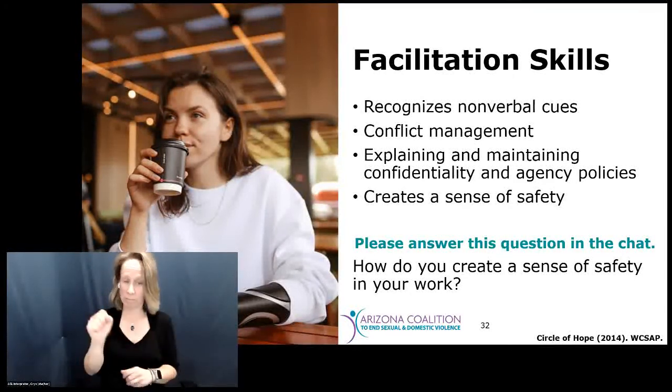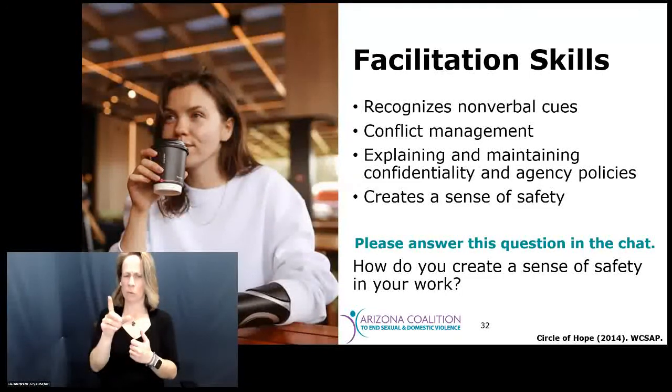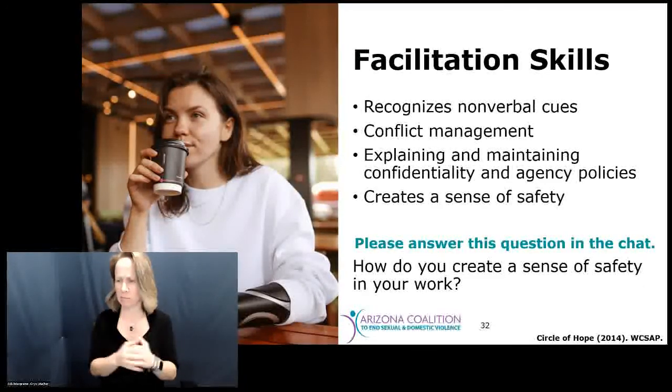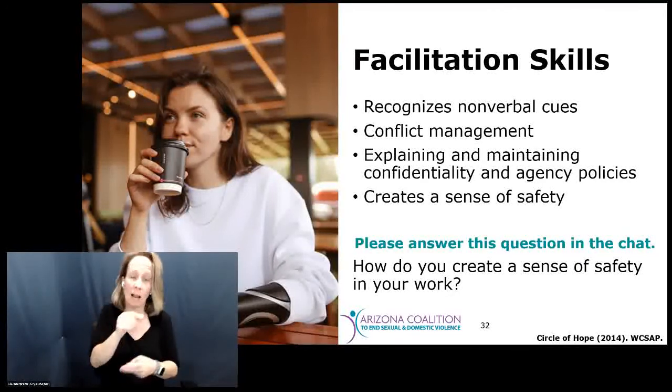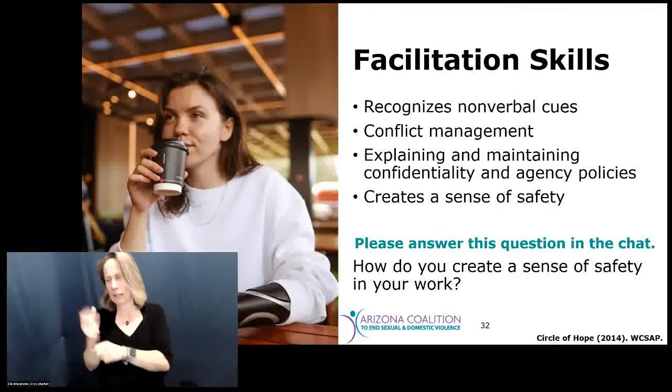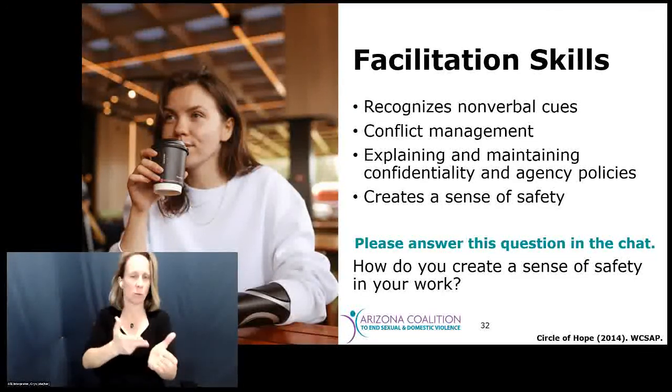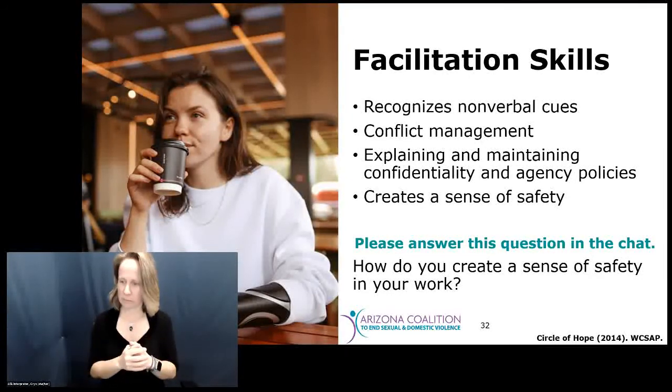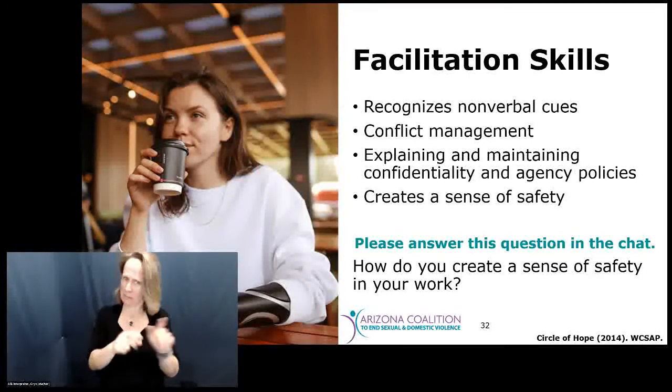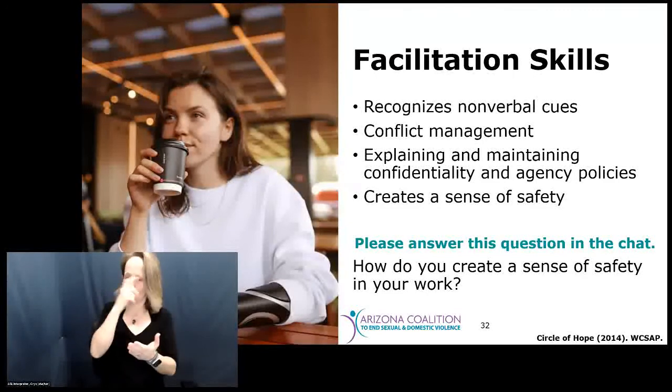How do you create a space of trust and safety in our work? Confidentiality, providing resources. I let them know I don't know everything, but I will find someone that does. I really love that answer. Always being honest. Yes, thank you all so much. And so you all are saying trust, you're saying being open and honest, you're going back to your confidentiality and providing resources. And all these things are all a part of trauma-informed care. So thank you for highlighting them.